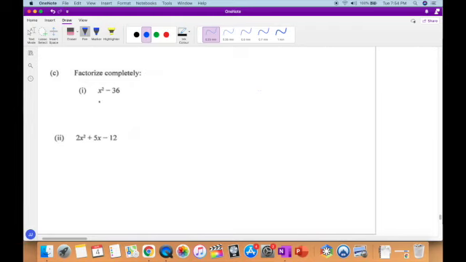6 sixes are 36, right? So this is x squared minus 6 squared. So we have a difference of 2 squares, so therefore the answer is x plus 6 and x minus 6, right?